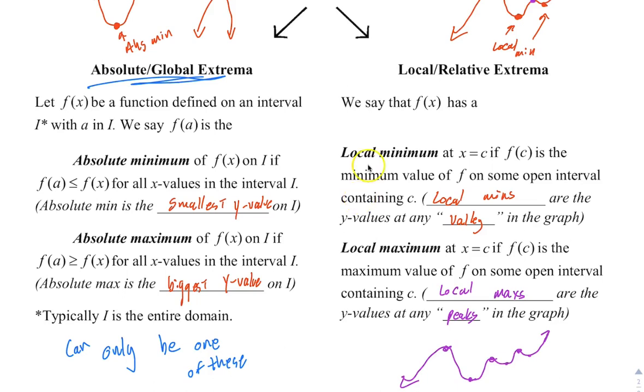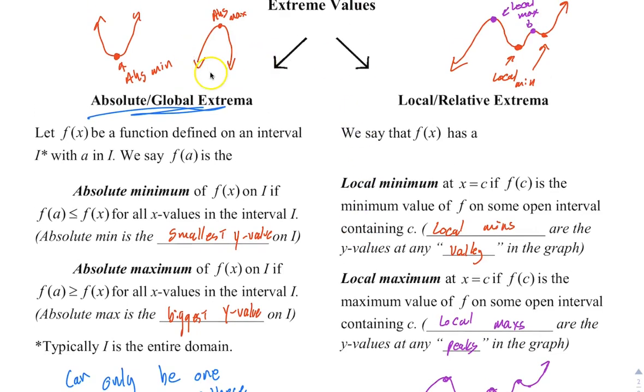At most one, right? You can have an absolute min, you can have an absolute max. You can't have two absolute maxes. That makes no sense. Absolute max means that's the highest point. So there's only one of these at most.